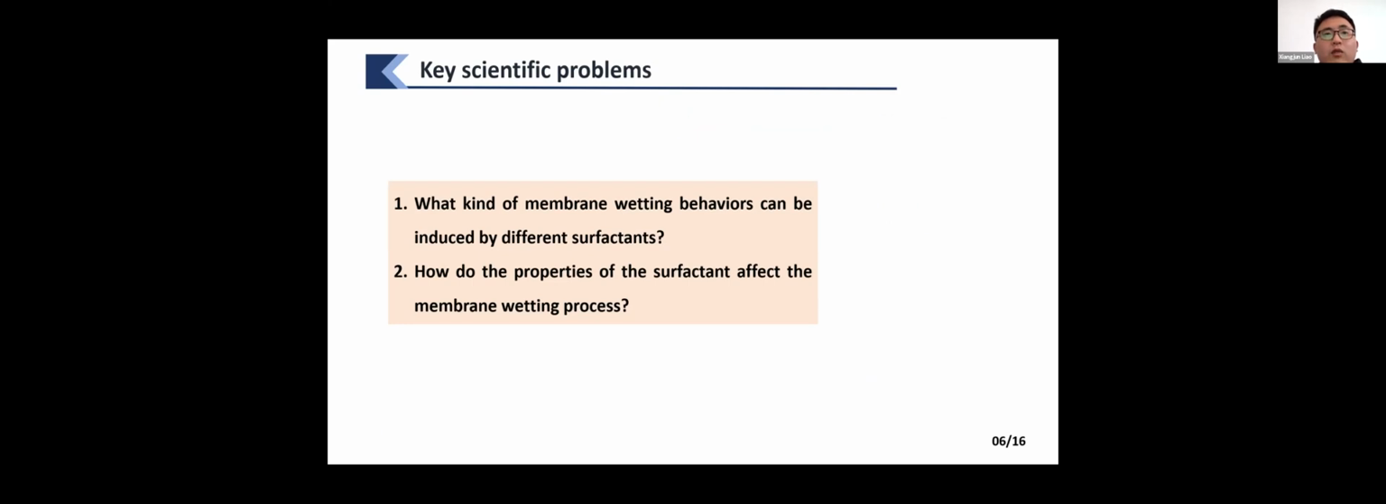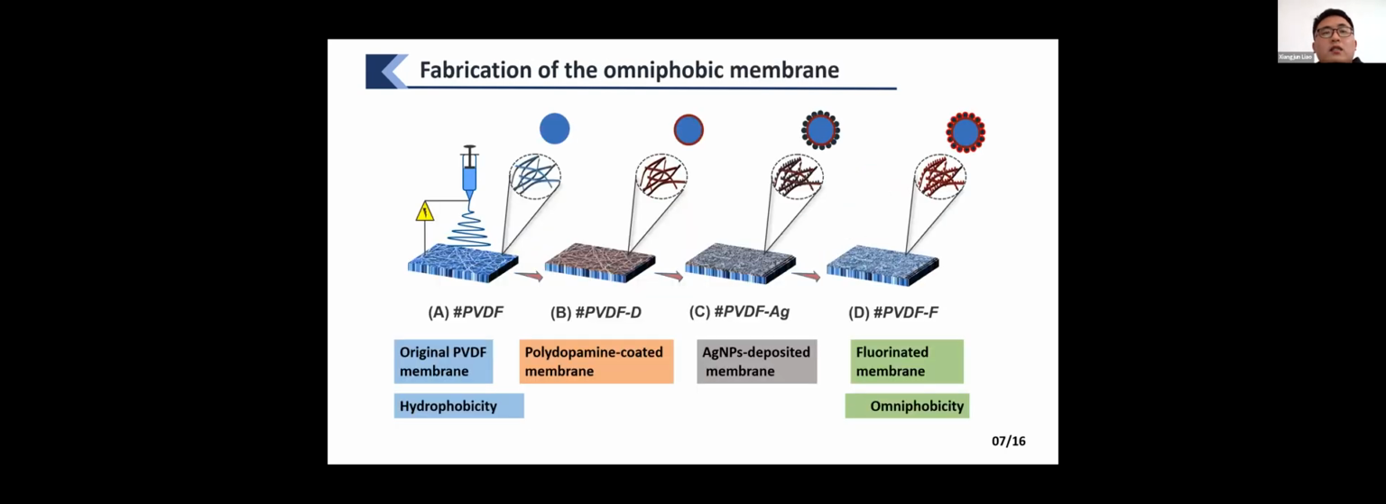So what kind of membrane wetting behaviors can be induced by different surfactants, and how do the properties of the surfactant affect the membrane wetting process? To address this issue, we first fabricated an omniphobic membrane. As you can see from this slide, the preparation process includes an electrospun PVDF nanofibrous membrane, dopamine activation, nano-silica particle deposition, and final fluorination. After these four steps, the hydrophobic membrane is changed to an omniphobic membrane.